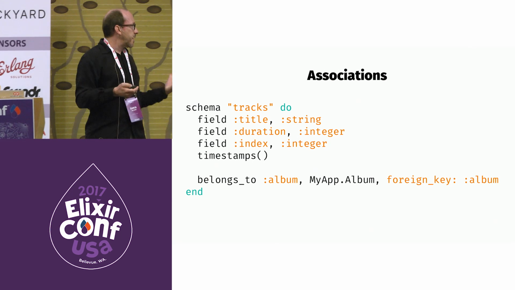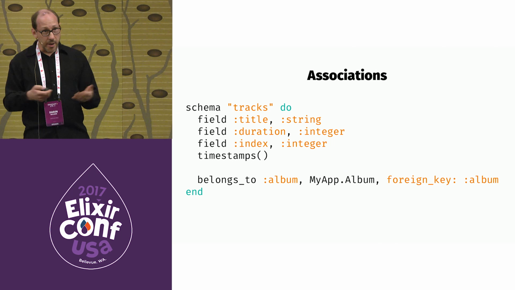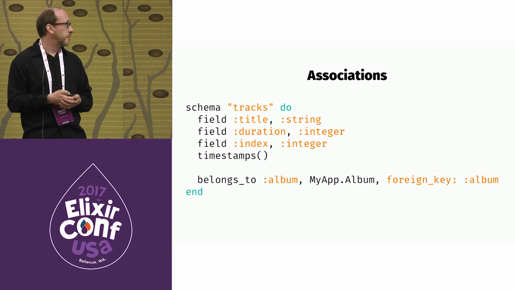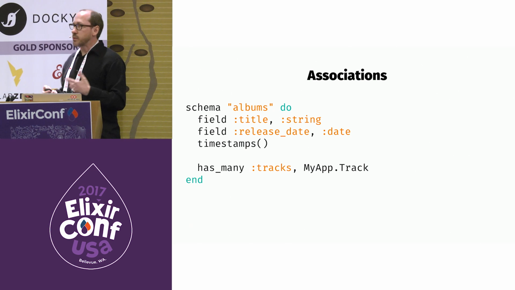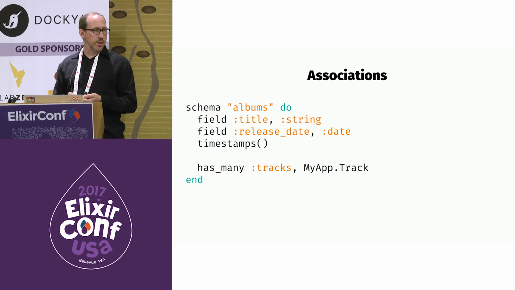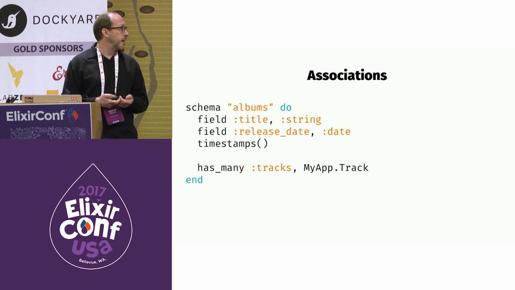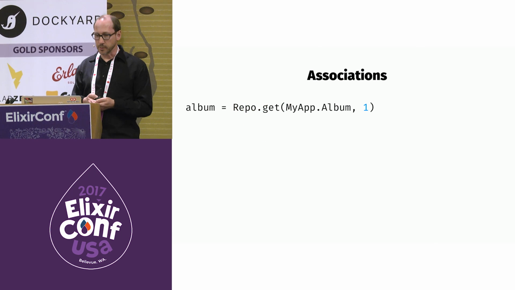It assumes that in the database you have a foreign key called album_id, but if your foreign key is named something else, you can supply it. And then in our albums schema, we can make the association the other way by saying this album has_many tracks, and again, we supply the module name.